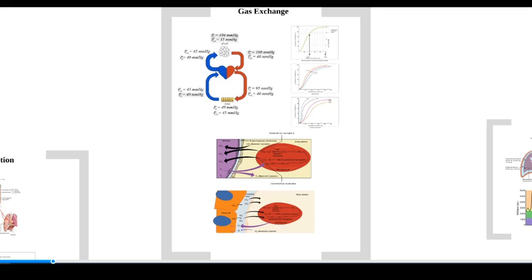I want to begin by pointing out where these things take place and what partial pressures are involved. Then I'm going to look at how oxygen is transported through the blood in hemoglobin. Then we'll look at external respiration and internal respiration side by side.